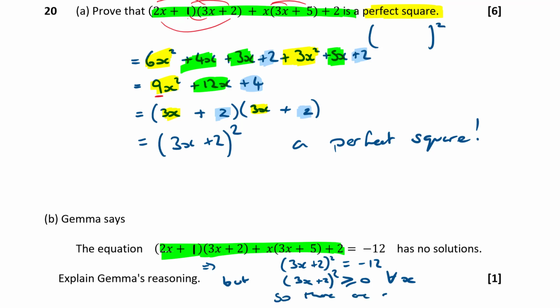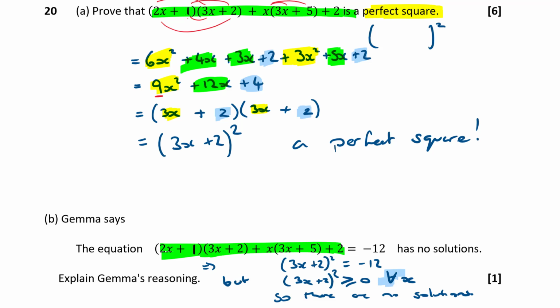There are no solutions. Have you seen this symbol before? That means for all values of. So for whatever the value of x is, 3x plus 2 all squared is going to be greater than or equal to 0. Because when you square something, it becomes positive, unless of course the thing you're squaring is 0, in which case it becomes 0. So you either get 0 or you get a positive number. In either case, it's got to be greater than or equal to 0, so it cannot be negative 12.